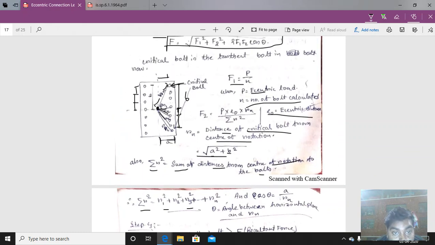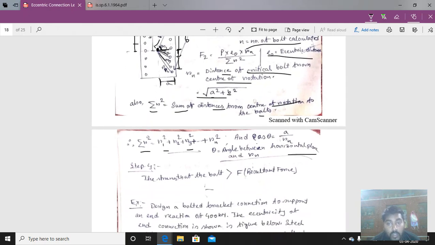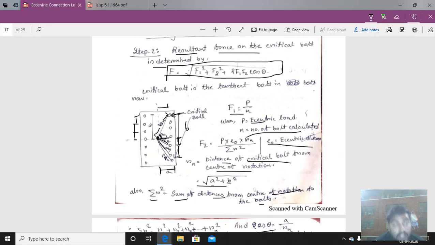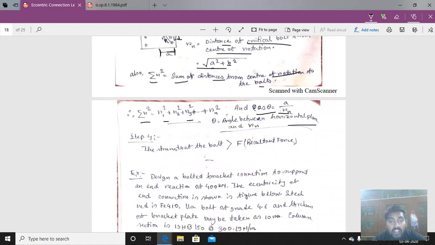If theta is the angle between Rn and the horizontal plane, this is the theta angle. So cos theta is equal to A by Rn. That is, cos theta means base by hypotenuse. If this is theta, this is the base, this is the hypotenuse. So A by Rn is the cos theta. Okay, so all the values can be calculated.